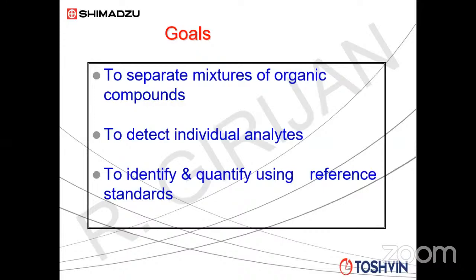Non-volatile compounds cannot be directly analyzed by GC. It is not possible. Number one. Second, gas chromatography can be applied only to samples which are thermally stable. That is the second requirement. One is the volatility, second one is the thermal stability. Unless these two conditions are fulfilled by the compound, it cannot be analyzed by GC. It has to be analyzed by HPLC.